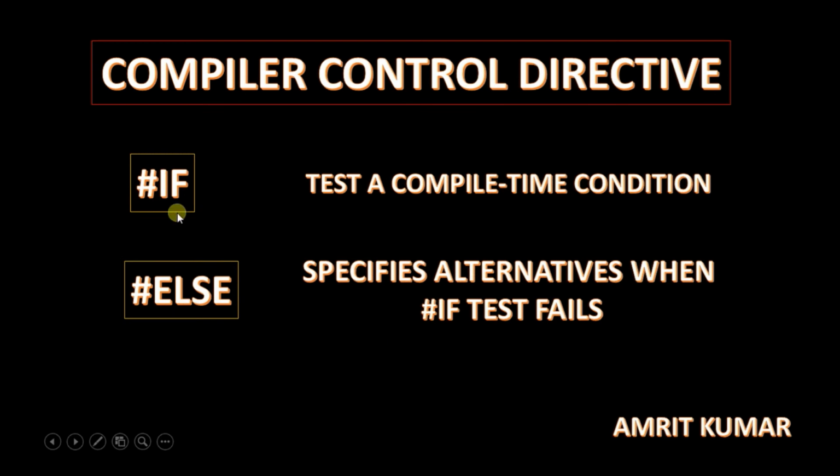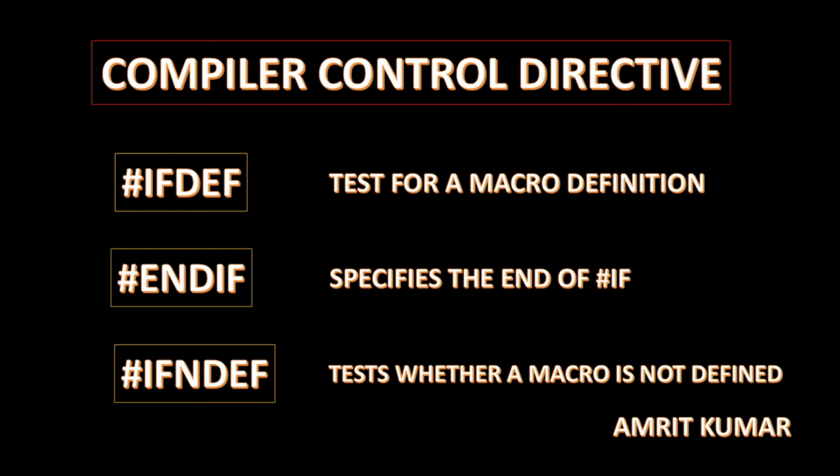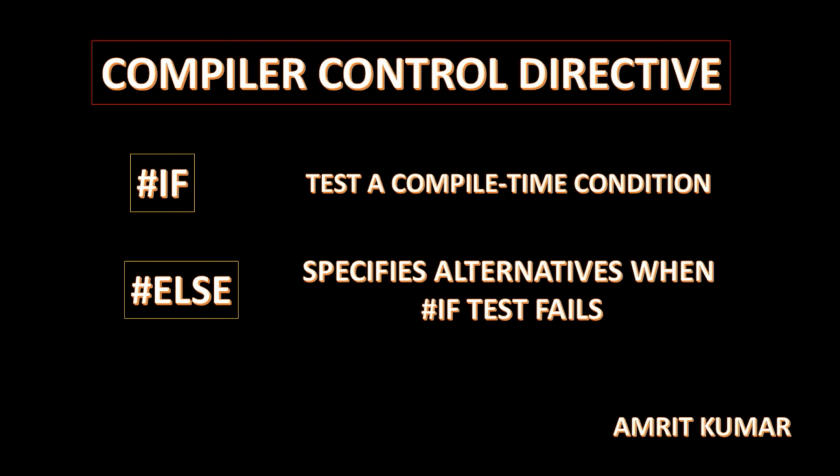And also #if, which is used to test a compile time condition, and #else, which is used to specify an alternative when the #if test fails. So these are all the compiler control directives used by the compiler of the C language to define a macro, undefine a macro, specify the file to be included, test for a macro definition, specify the end of #if, test whether a macro is not defined, test a compile time condition, and specify an alternative when the #if test fails. These are all the commands used by the compiler control directives.